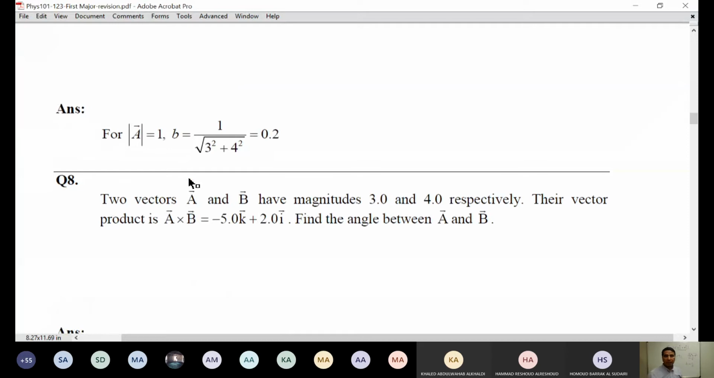Okay. Two vectors, vector A and B, have magnitudes 3 and 4. Their vector product, A cross B, is given here. Find the angle between A and B. Please tell me what should we do here? We can use the equation: the magnitude of A cross B is equal to the magnitude of A multiplied by the magnitude of B sine theta. Yes, that is what we want to use.